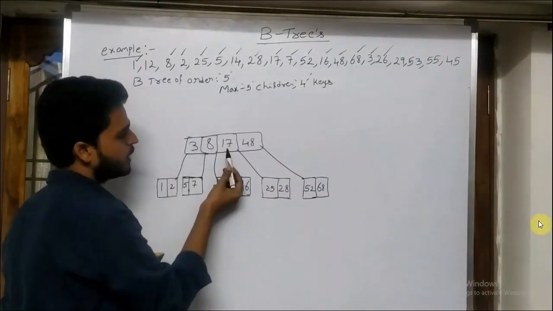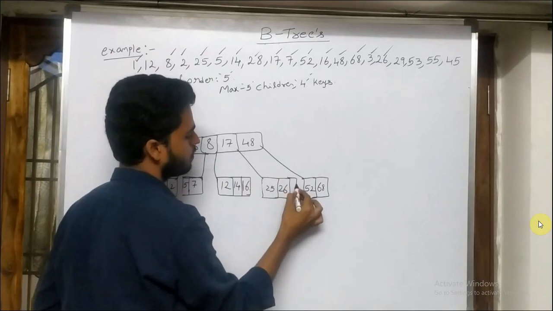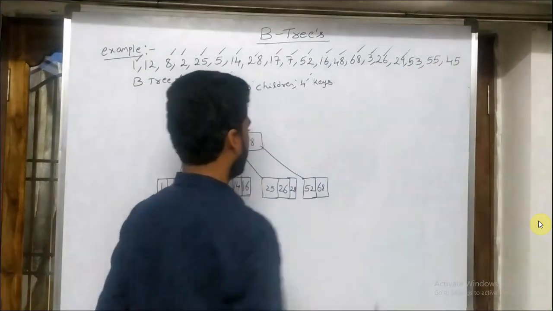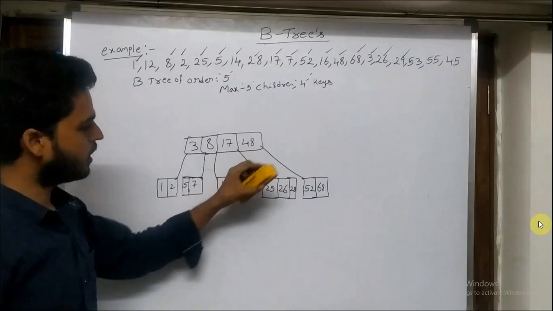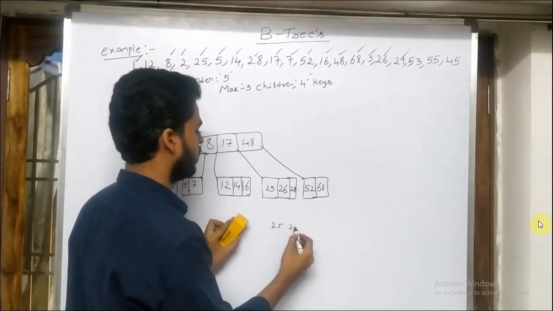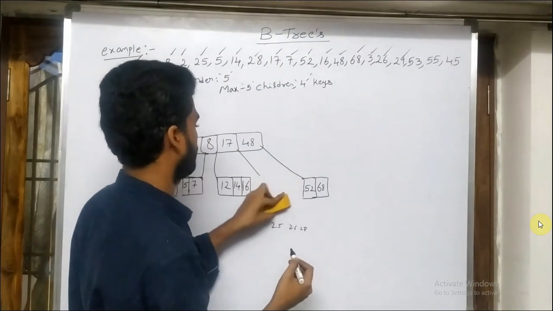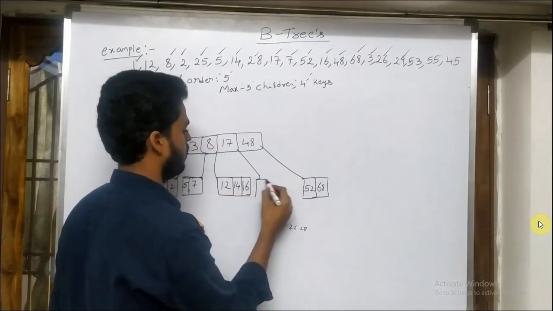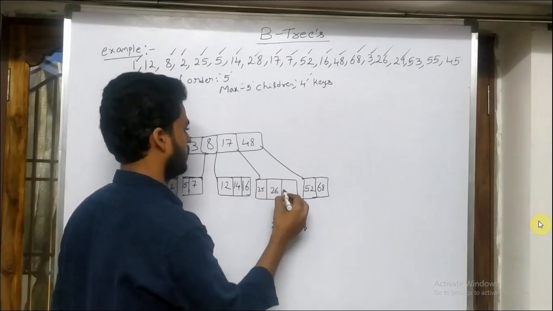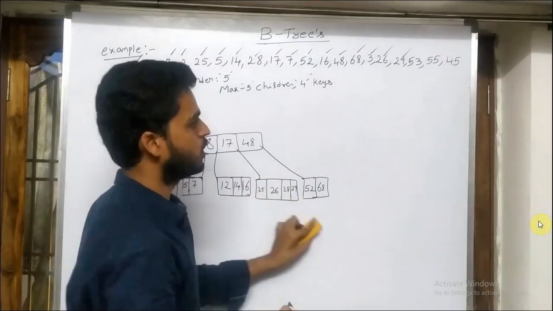Next, I will take 26. 26 is obviously greater than 17, less than 48. So 26, 28. Next, I will get 29. 29 is greater than 17, less than 48. So one minute, I will write 25, 26, 28. I am going to insert 29. So there is no problem.